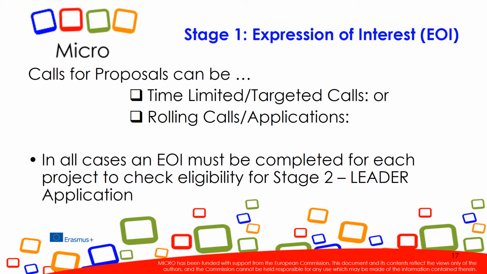In more detail, stage 1 is the expression of interest, or the EOI. Proposals can be time limited or targeted, or may be on a rolling basis. At the Leader workshops, you will find out which is applied in your area. In all cases, an expression of interest must be completed for each project to check its eligibility before it moves on to stage 2, which is the Leader application.